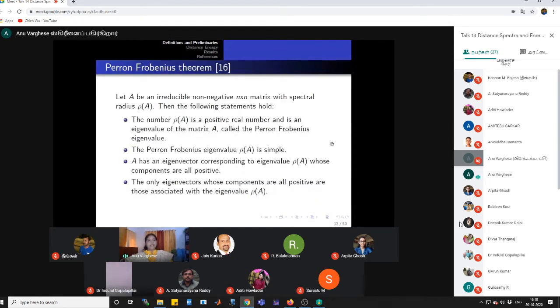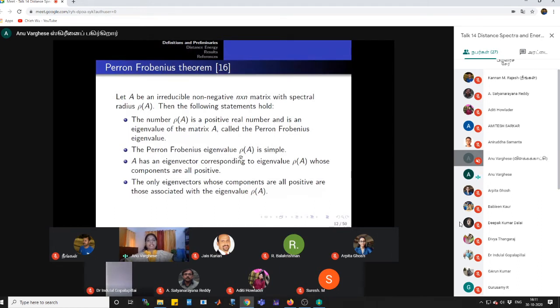This is the well-known Perron-Frobenius theorem. The Perron-Frobenius theorem gives us many properties of the spectral radius of a matrix A. If we consider an irreducible non-negative n by n matrix, then the spectral radius rho of A is a positive real number and is an eigenvalue of the matrix A, called the Perron-Frobenius eigenvalue. So the spectral radius will be a positive real number, and that spectral radius is called the Perron-Frobenius eigenvalue.